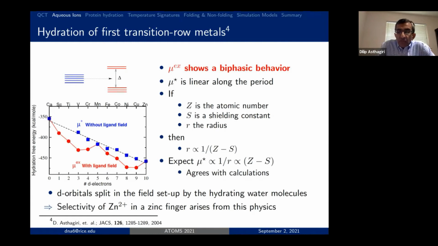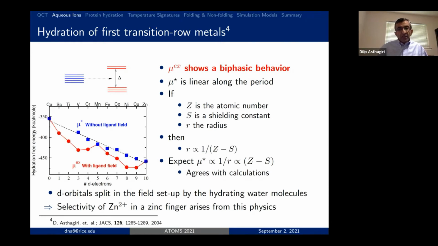And going back to the problem of zinc versus iron, it is precisely this physics that prevents iron from entering the zinc finger, even though iron is in much higher concentration. So this was an overview of what I wanted to talk about on ions. In the next part, I'm going to focus exclusively on proteins, and this is much more recent work.